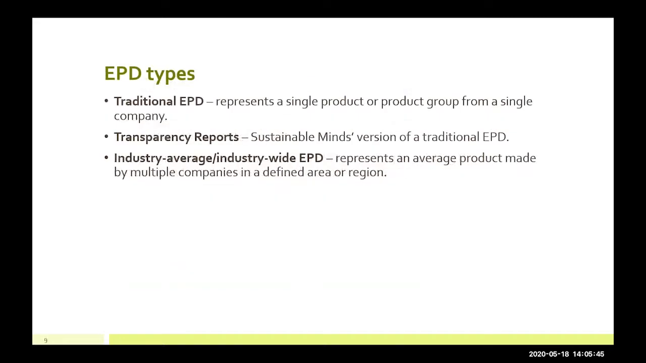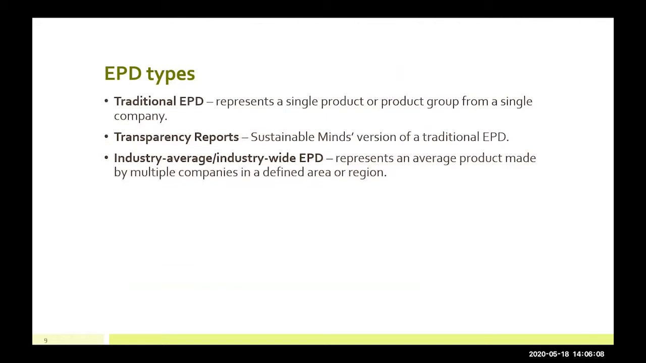There are 3 types of EPDs. So the first type that we see is what we call a traditional EPD. This is an EPD that represents a single product or product group from a single company. This is where we get into the whole delineation between a facility-specific EPD or something else, such as a multi-facility specific EPD.